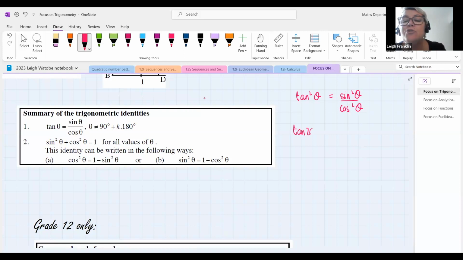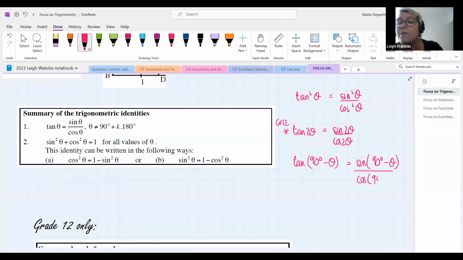If you have got tan 2 theta, you would write this as sine 2 theta over cos 2 theta. But this is grade 12s more than grade 11s. The other thing that they sometimes sneak in is something like the tan of 90 minus theta. So you would rewrite that as sine 90 minus theta over cos 90 minus theta. Sorry, guys. Hold on. Let me just try and write that again. That didn't come out the way I intended. So this is 90 minus theta like that.